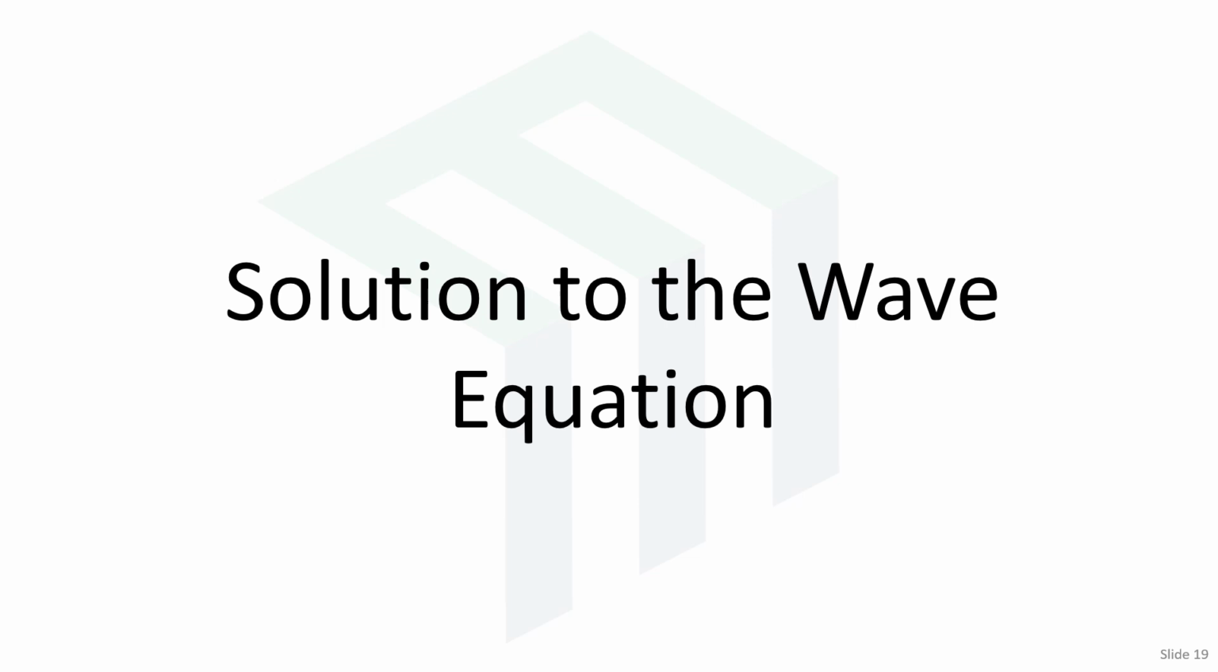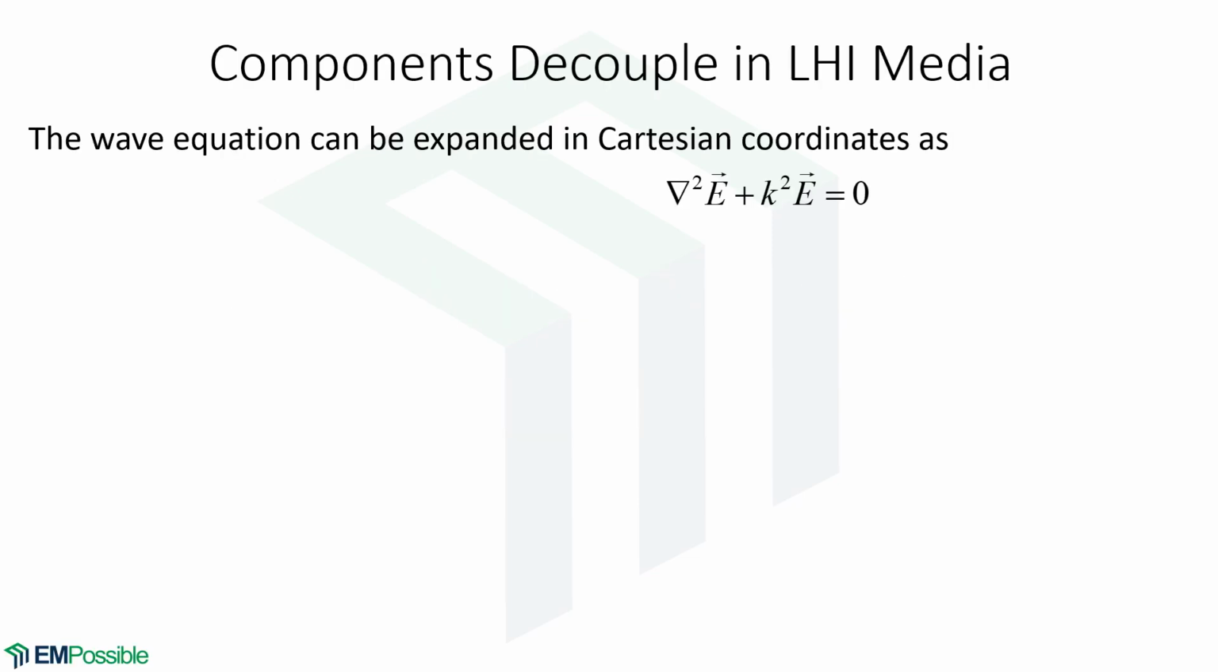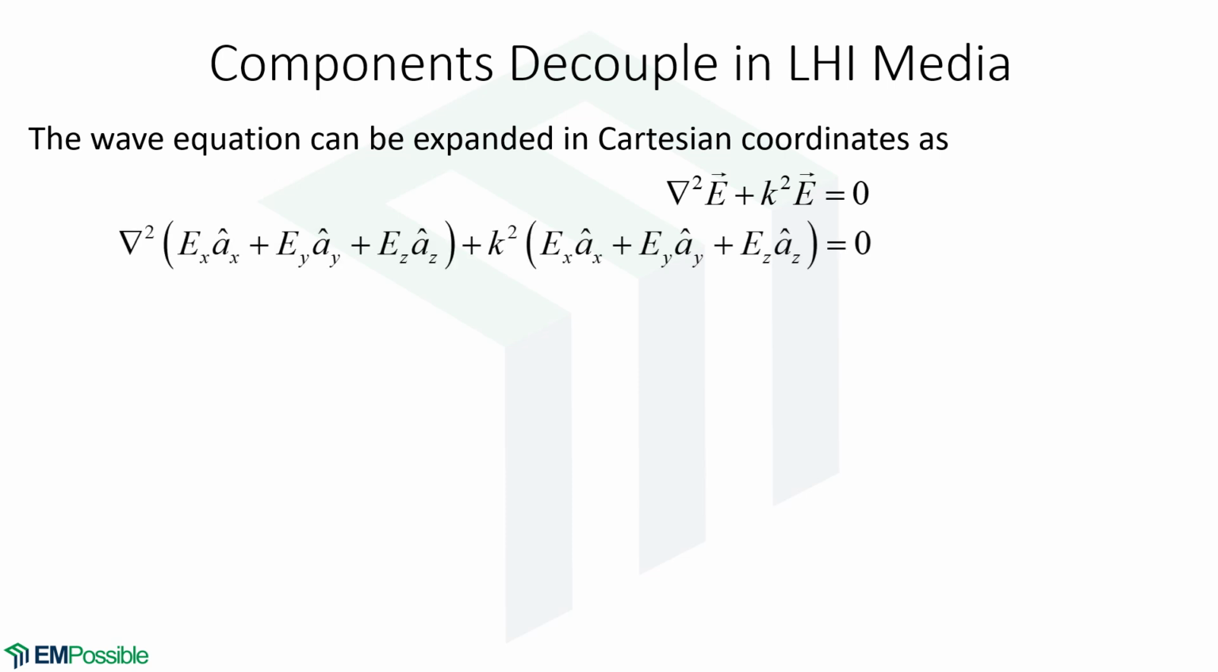Solution to the wave equation. So we have the wave equation, and we can expand this in Cartesian coordinates. We can expand it in any coordinate system. I think it makes the most intuitive sense right now to do this in terms of Cartesian coordinates. This is a vector equation right now, so we can expand that. So we have essentially the Laplacian of the electric field E plus k squared times the electric field E. Well, the electric field E has an x component, a y component, and a z component, and we'll put that in for both occurrences of E.